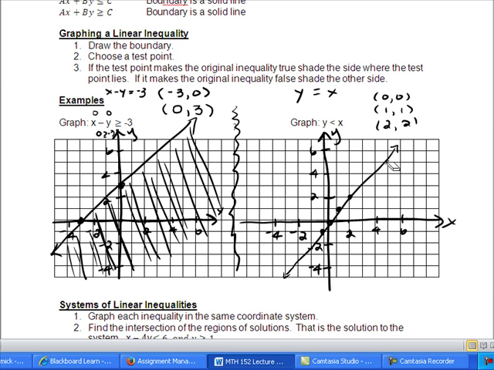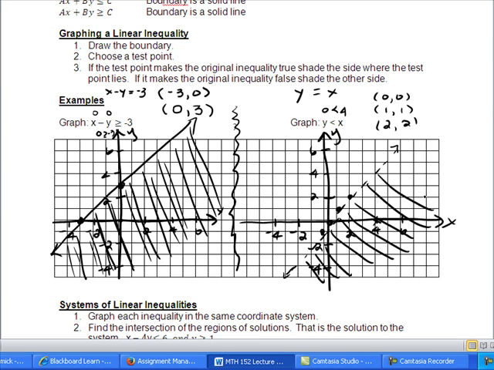And now we need a test point. I'm going to choose (4, 0). So x is 4, y is 0. 0 is less than 4 would be true, so I'm going to shade. Notice we couldn't use (0, 0) here because it is on the line. So we had to choose something not on the line. Alright, so that's how we work with basic inequalities.